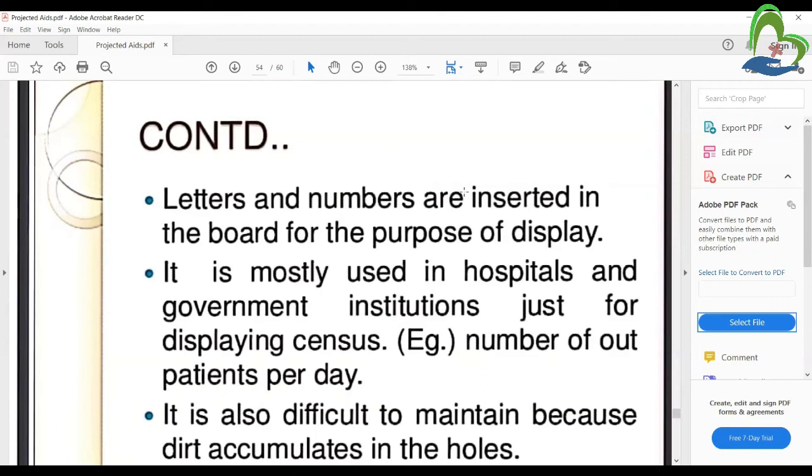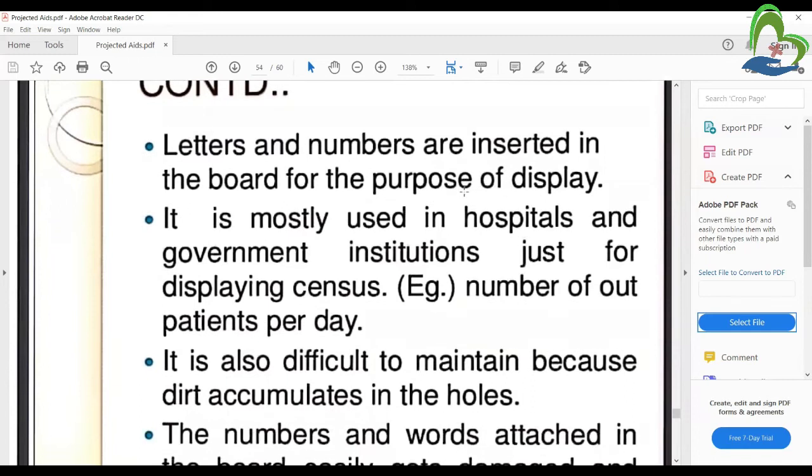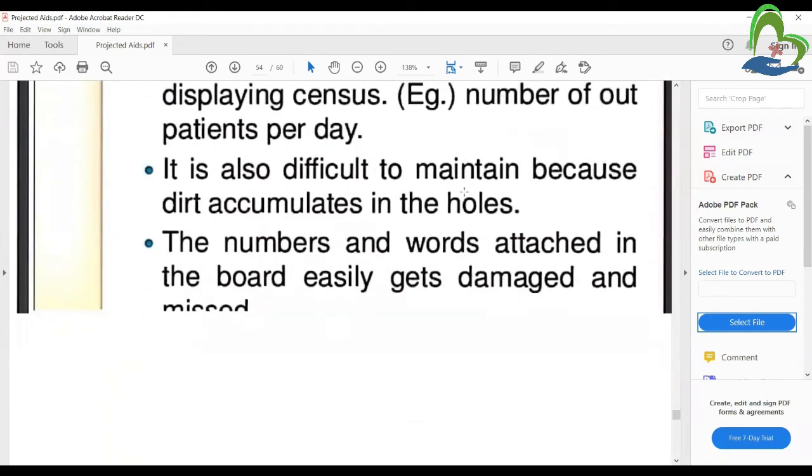It is mostly used in hospitals and government institutions for display and to show the number of patients per day. When you see these numbers, like patients 1 to 100, in the series the numbers are like 1 to 3. Among the three numbers, Ramesh is called, and then the next, right? It is easier for information. It is also difficult to maintain because there is accommodation in these calls. When the words are attached to this board, they easily get damaged and missed.